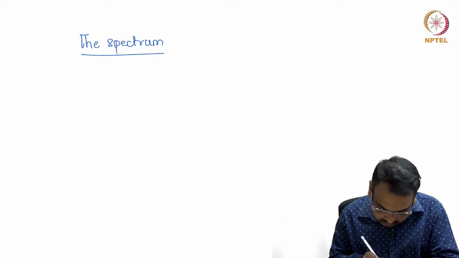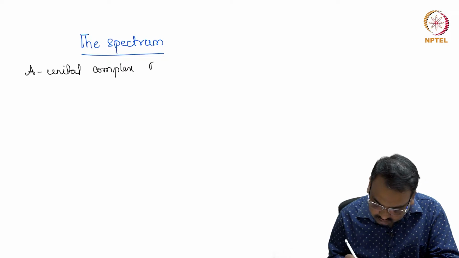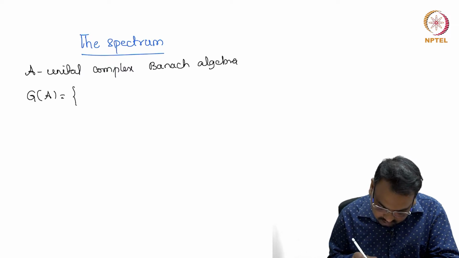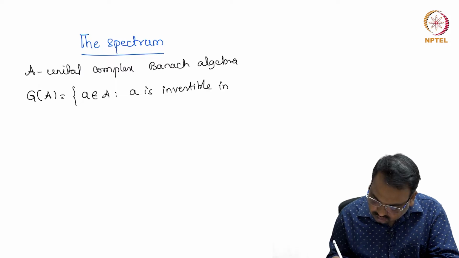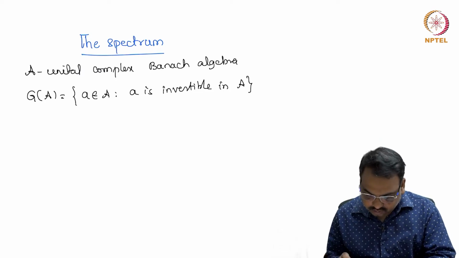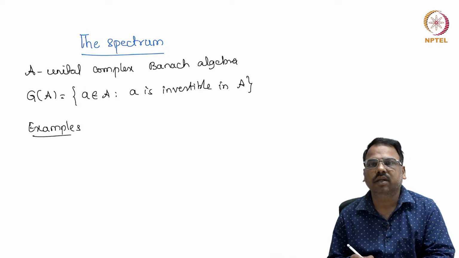We have already discussed that if A is a unital complex Banach algebra, we define G of A as the set of all a in A such that a is invertible in A. So let us look at a few examples to understand what invertible elements look like in a Banach algebra.